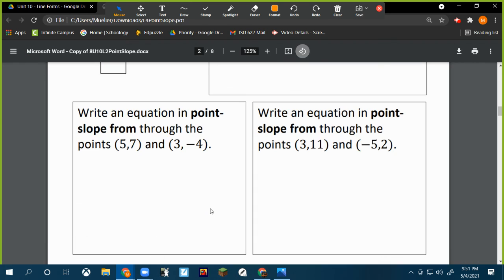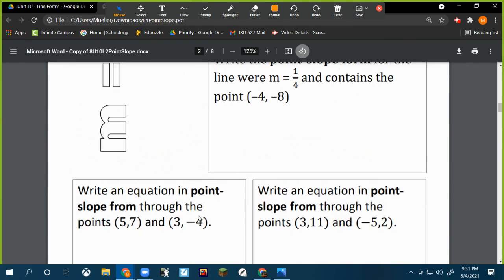And that is it for our Unit 10 lesson 2 on point slope form.